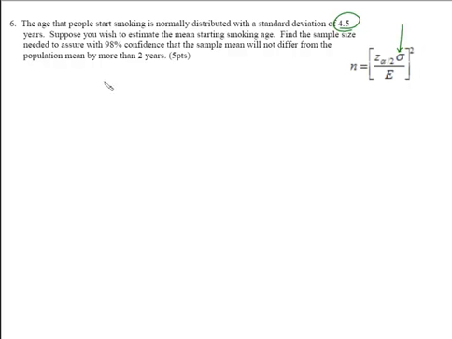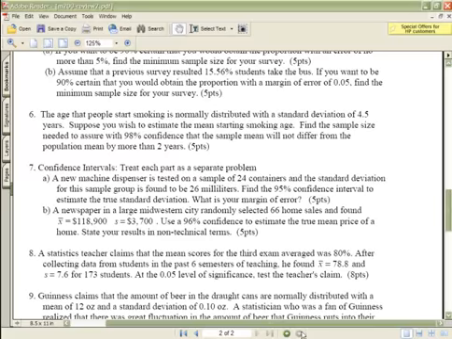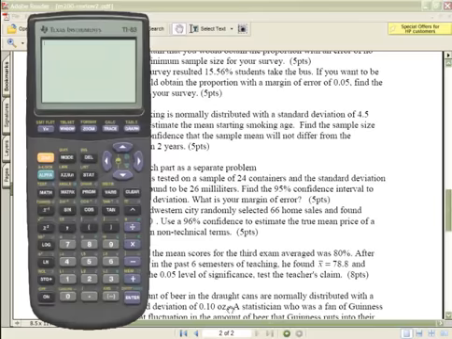We have to find our z sub alpha over 2, and we seem to be given our error will not differ by more than 2 years, so it looks like our E is going to equal 2 for the 2 years. Our standard deviation sigma is 4.5, and so we just need to find our alpha, z sub alpha over 2. So we can punch that into our calculator.